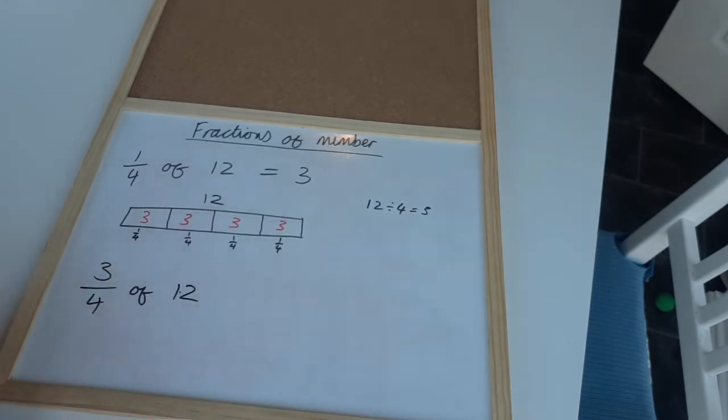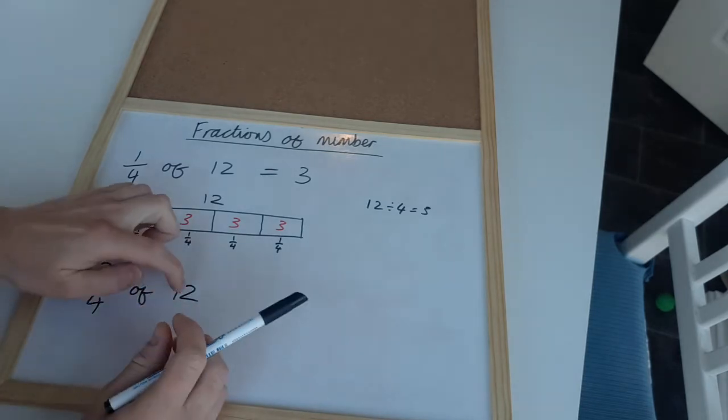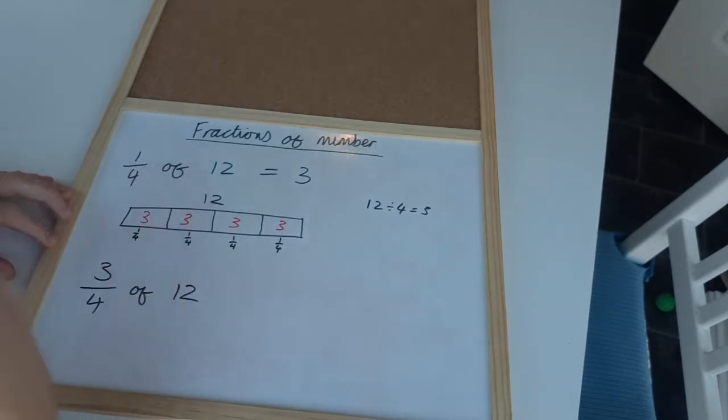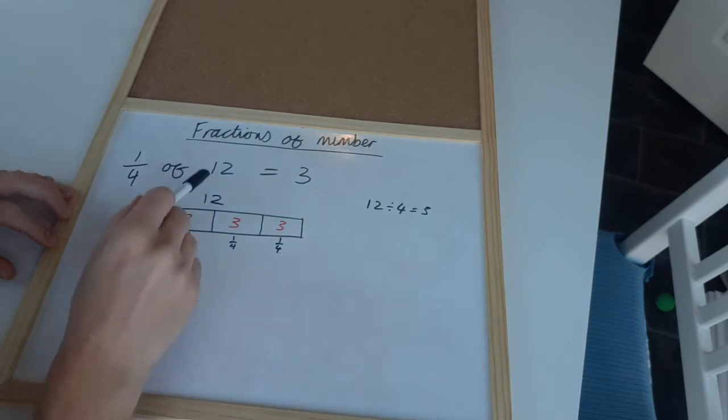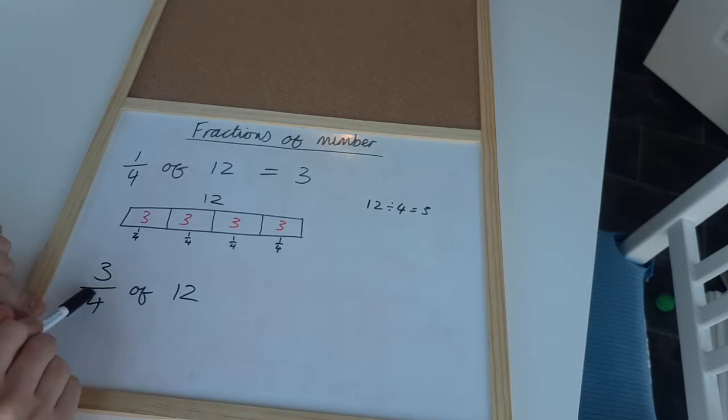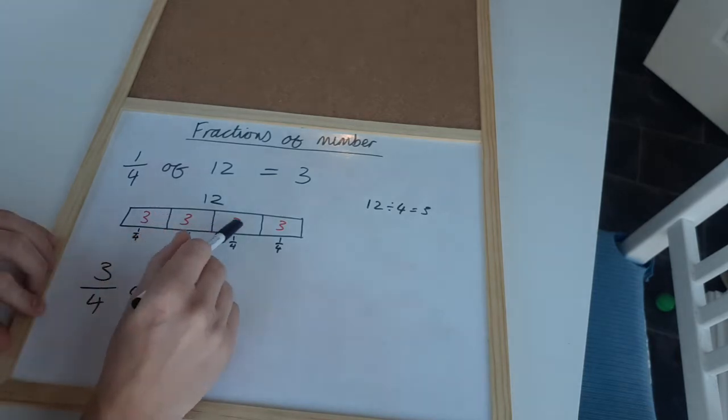of 12, I would go about it in the same way. I would use my division knowledge first. I would divide 12 by my denominator, beg your pardon. I need to split it into this many equal pieces, and they are each worth 3.